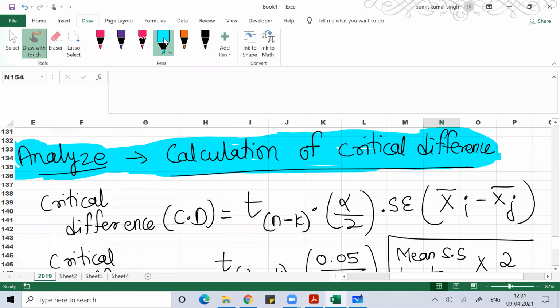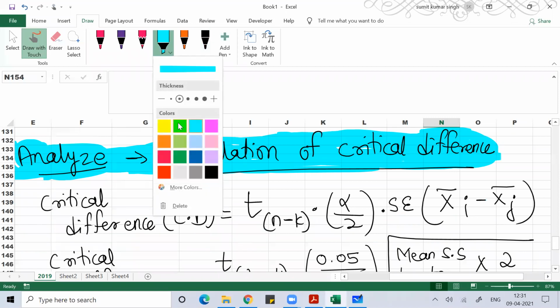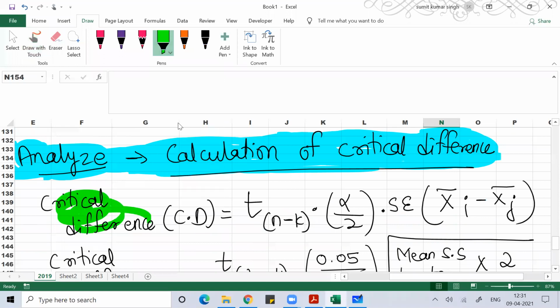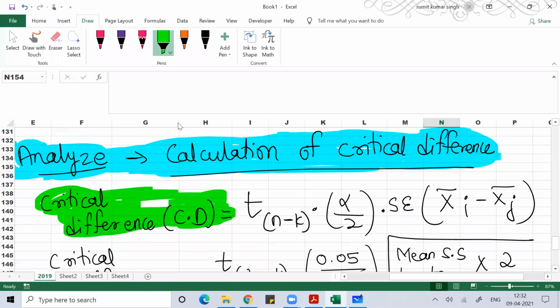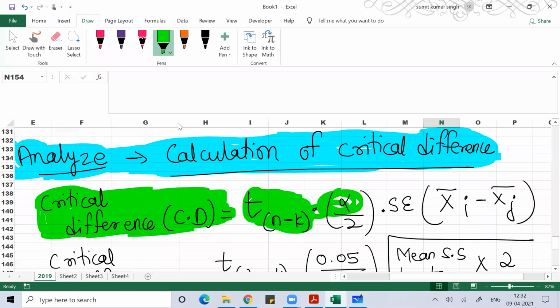This is the formula of critical differences. So we use the T table here. Actually, if you understand, ANOVA is the expansion of the T distribution table only. So we take the T of n minus k: the degrees of freedom in the T distribution table will be n minus k, for the value alpha by 2.